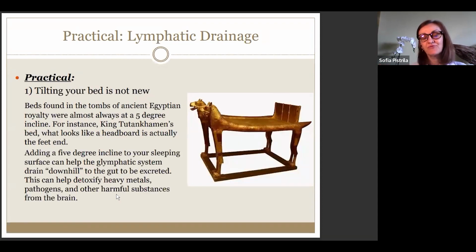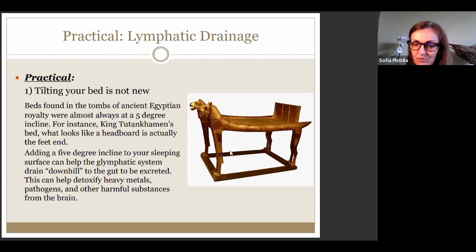And a fun thing to know here: the tilting of the bed is not something new. We are rediscovering something that was applied in ancient Egypt. Ancient Egyptian royalty were almost always at a 5-degree incline. For instance, King Tutankhamun's bed looks like it has a headboard, and this is one of his beds, by the way, in his tomb. There are about 3 or 4 of them.